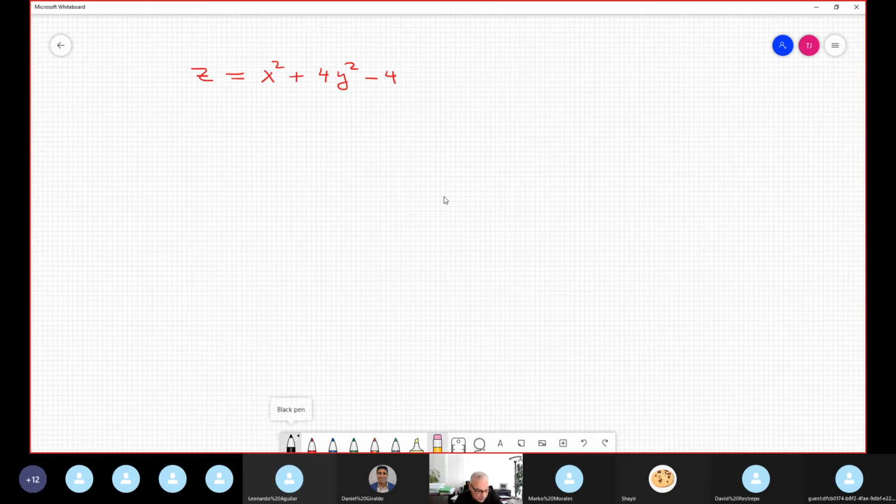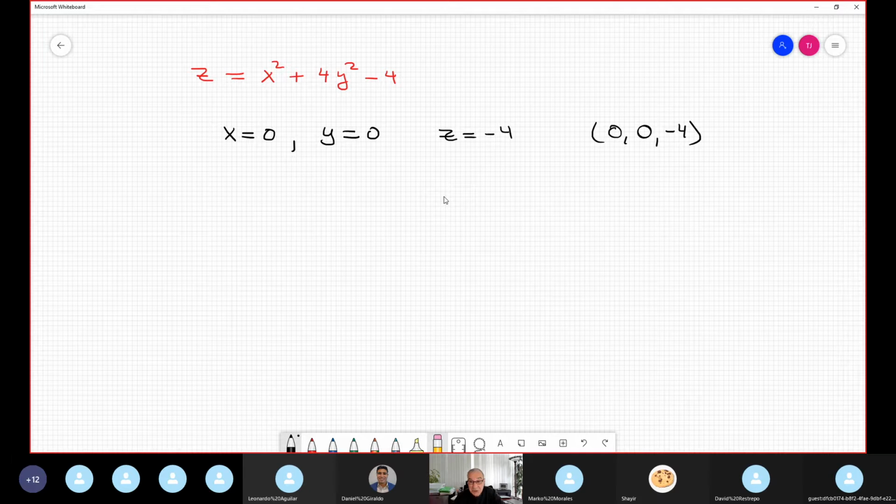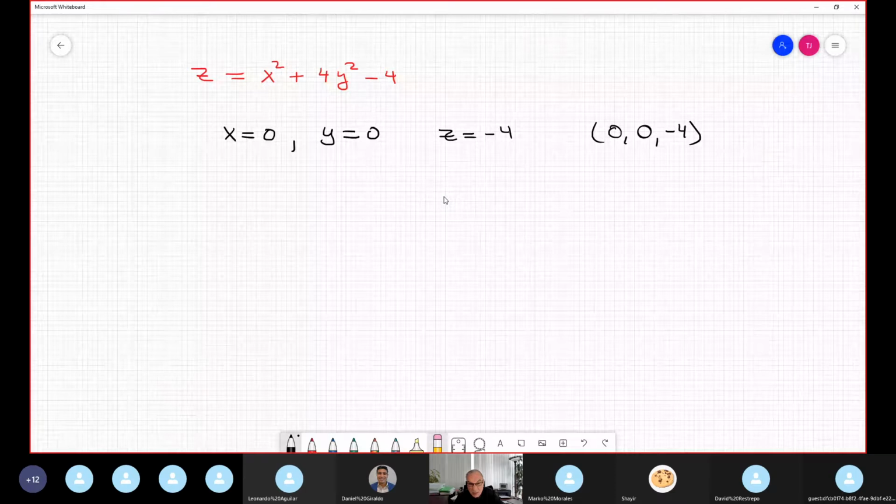Okay, so let's move on to the intersections. Suppose x equals 0 and y equals 0. If x is 0 and y is 0, it's obvious that z is equal to -4. And the point is (0, 0, -4). So in this case we have only one intersection, not two, because this surface is open in the positive direction. So we have only one intersection.